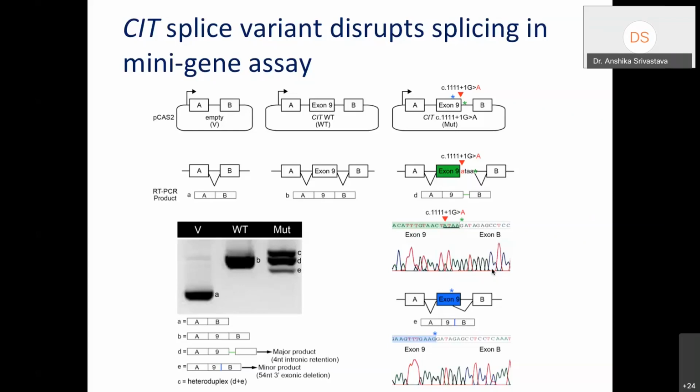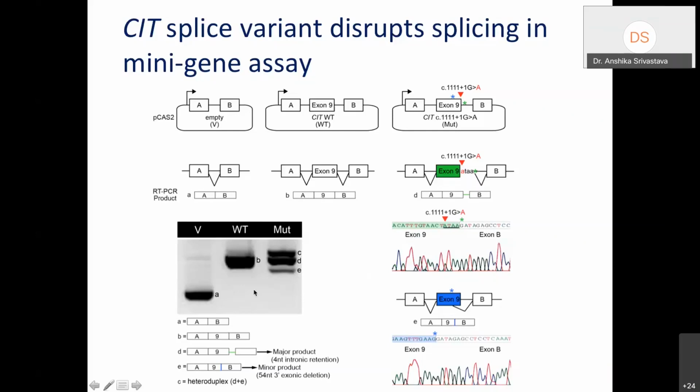So once you have cloned that, you perform the RT-PCR for your product and then do Sanger validation. Then you get to know whether some nucleotides were actually present from the intron in continuation to the exon. That is called retention of intron, or your exon was skipped. For example, in this case, it is exon 9.